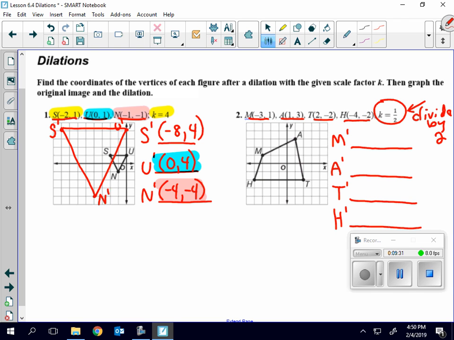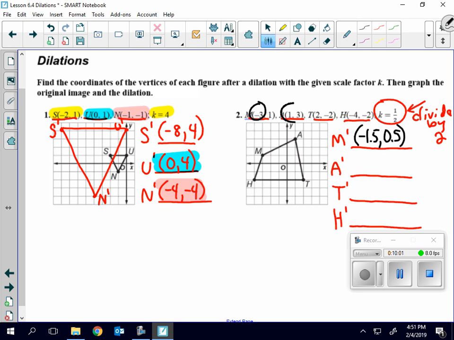Get out your calculators and get ready. I'll do it in a different color so it's easier to see here. So M prime, let's see. Starting at -3. What's -3 divided by 2? You can do it on your calculator. -3 divided by 2. That's -1.5. And 1 divided by 2 is 1/2 or 0.5. I don't care if you write them as fractions or decimals, either way is fine.